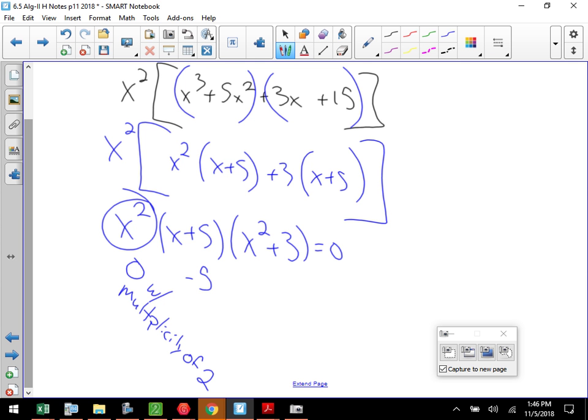Okay. So I have 0 twice. There's 2 of my zeros. -5 once. There's 3 of my zeros. This one's going to be at plus or minus the square root, i root 3. And the reason why it's i root 3 is because I subtract the 3 and take the square root. That's where I get the i value. So I have 5 zeros. Plus or minus i root 3, -5, and 0 twice. Okay. That's what that looks like.